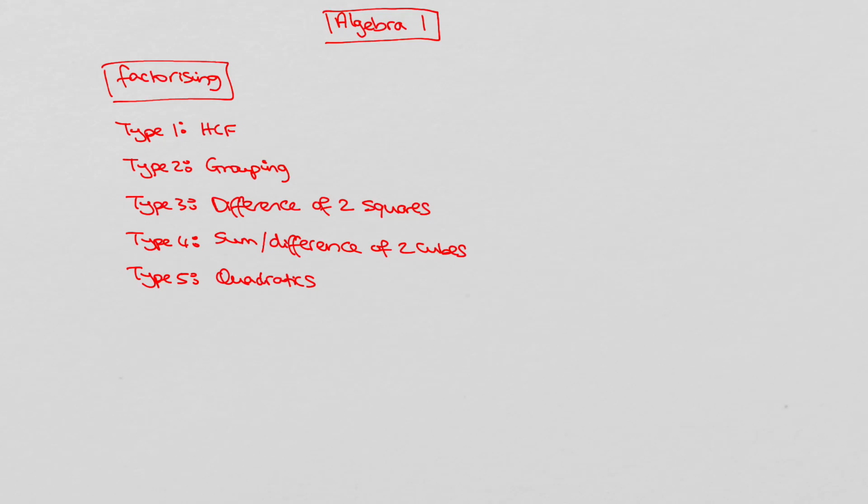Algebra 1 Factorising. So in our previous video we looked at 4 different types of factorising, where we were looking at the highest common factor, grouping, difference of 2 squares and sum/difference of 2 cubes. So this video is going to focus on the 5th type of factorising, which is where we're going to factorise quadratics.